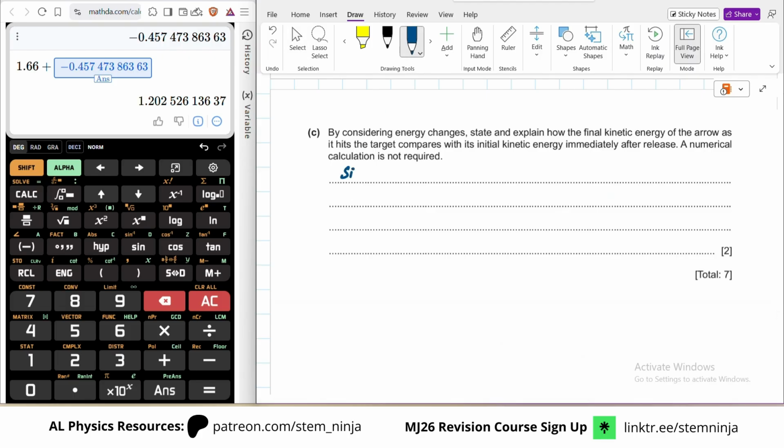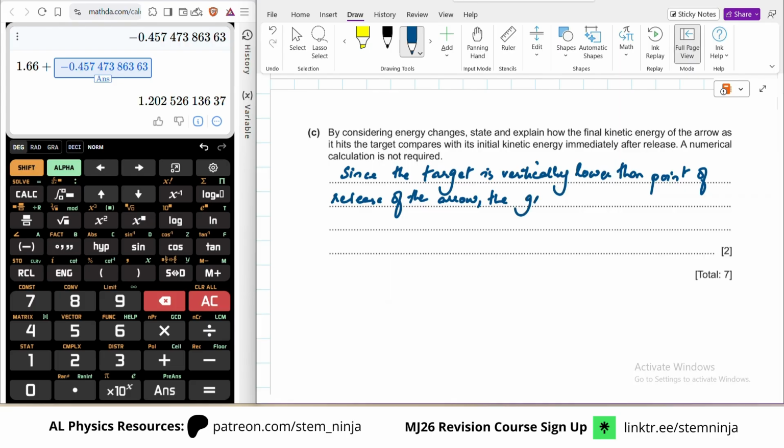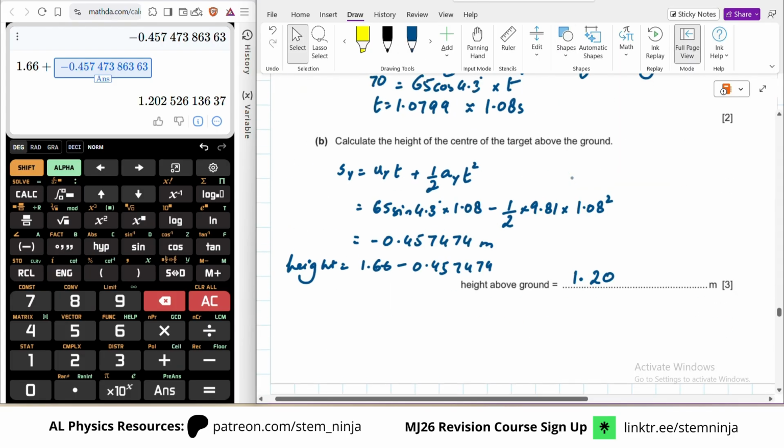So, since the target is vertically lower than the point of release of the arrow, the gravitational potential energy would be lowered, and wait a second.